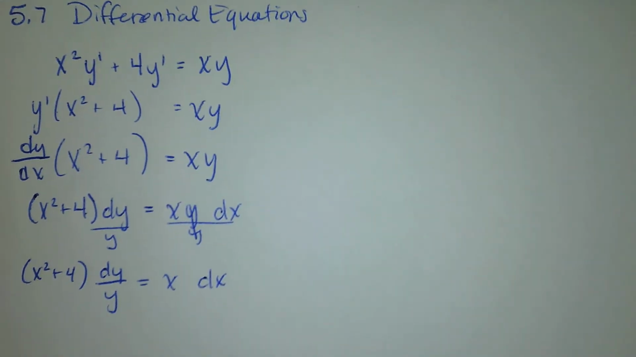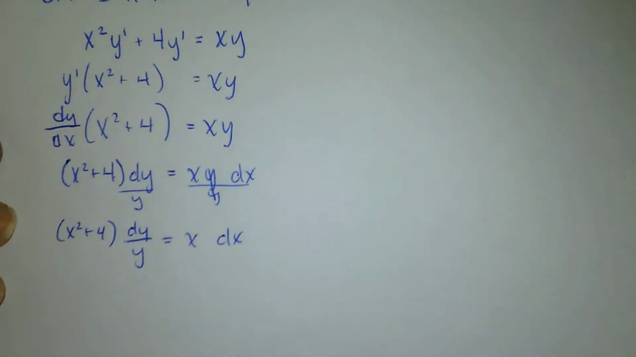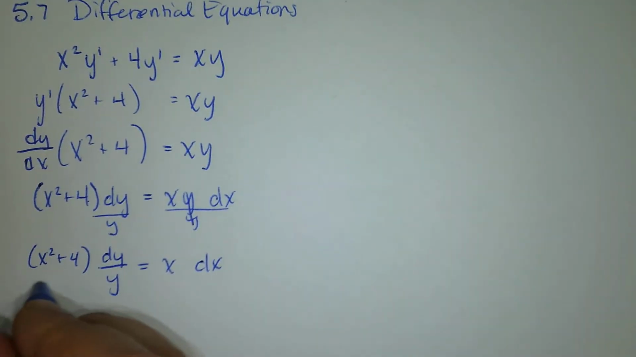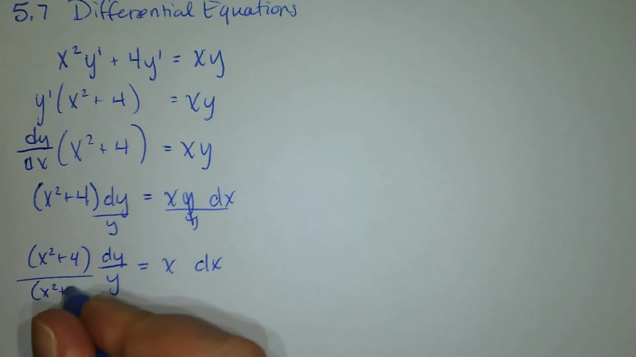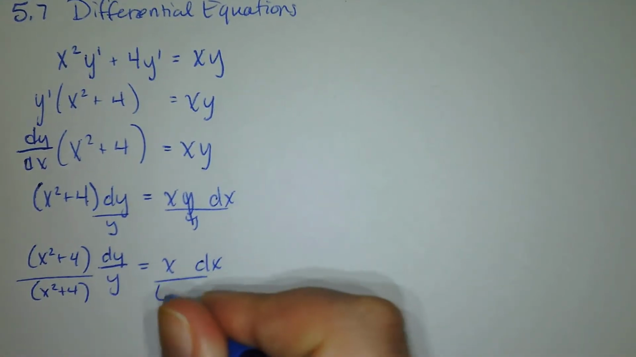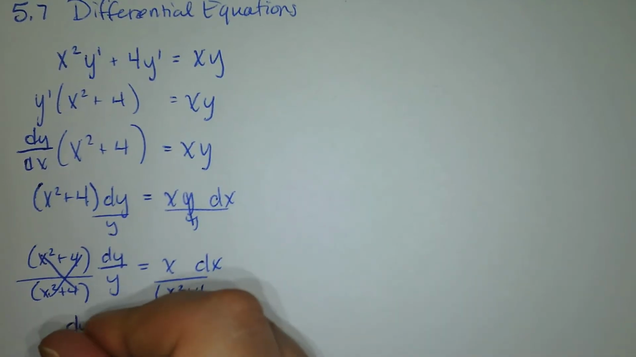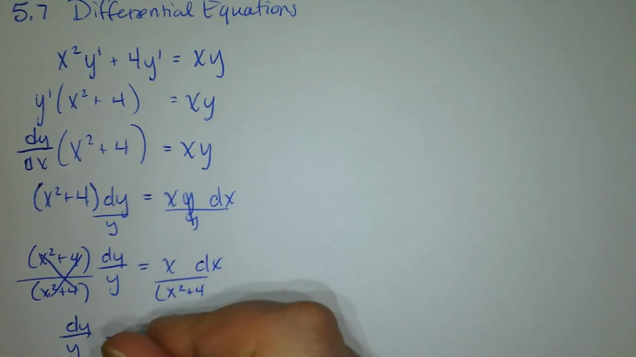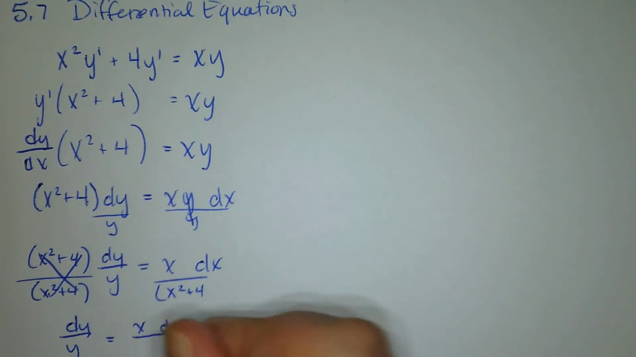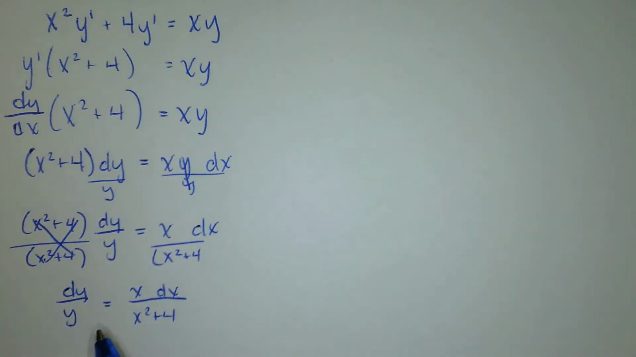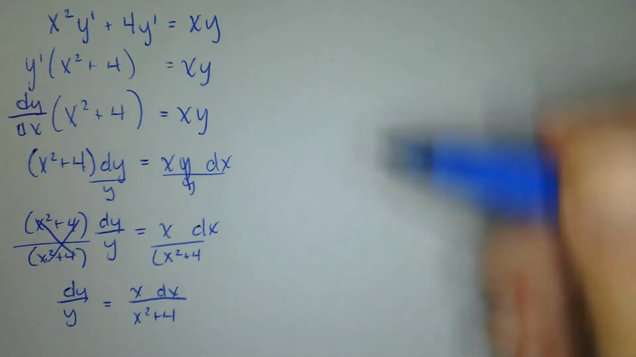And we're getting closer to what we need to do. Let me zoom out a little bit. And let's get rid of this quantity, x squared plus 4. Let's divide that out on both sides. And that cancels, so I end up with dy over y equals x dx over x squared plus 4. So I've moved everything around. I got all the x's and y's sorted. I need to get to this point. Now that I'm at this point, I can integrate both sides.